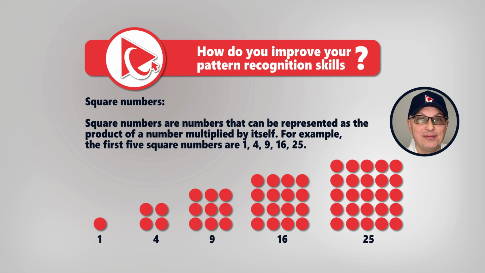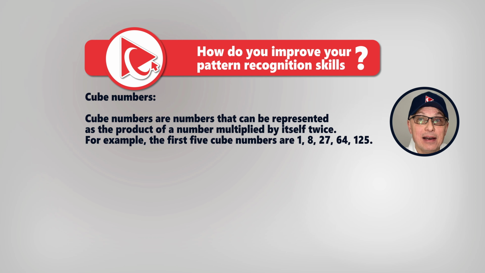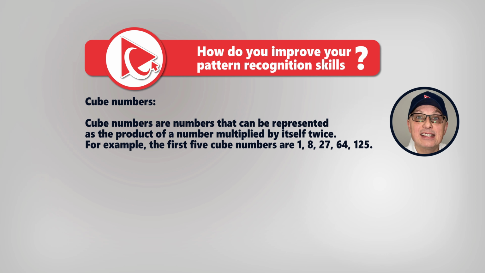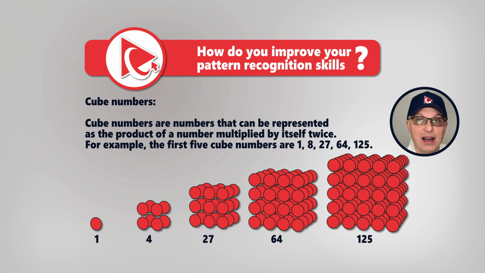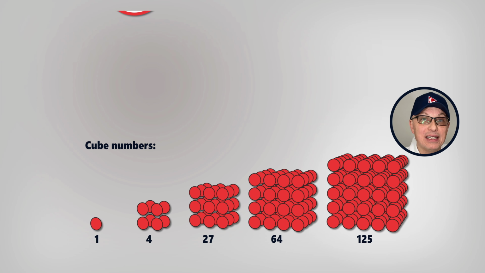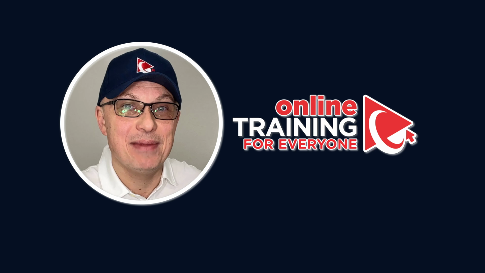is 25. And last but not least on my list are cube numbers. Cube numbers are numbers that can be represented as a product of a number multiplied by itself twice. For example, the first 5 cube numbers are 1, 8, 27, 64, and 125. Because 1 cube is 1, 2 cube is 8, 3 cube is 27, 4 cube is 64, and 5 cube is 125. Do you know any other interesting numerical patterns I didn't mention here?